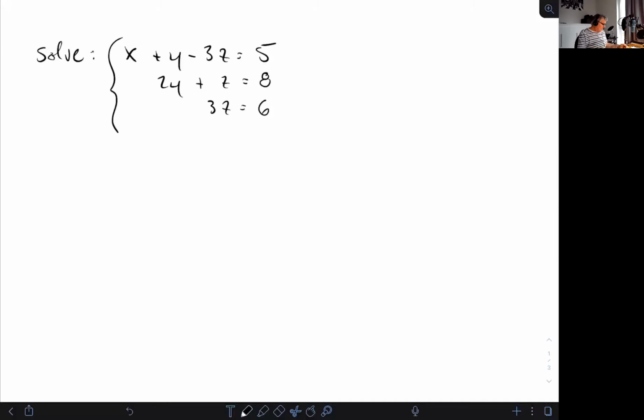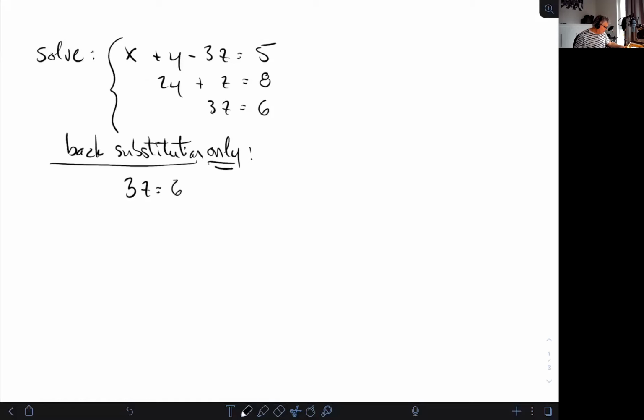Okay, so as you can see, this is an upper triangular system, or if you want, the matrix of coefficients is upper triangular. So it's basically just back substitution. There's no elimination needed. It's already solved in a sense. Okay, so again, how does this work? You start at the bottom, right? So we've got 3z equals 6. This, of course, gives you that z is equal to 2. Okay, once you have z equals 2, you go to this.